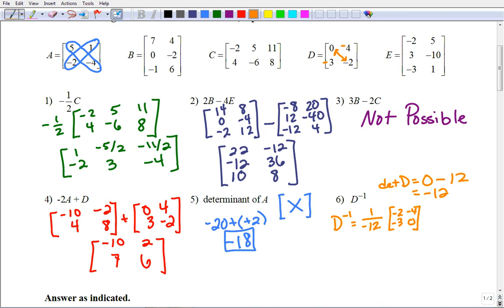Now we just need to distribute this scalar here, get a scalar product. So -1/12 times -2 is 1/6. -1/12 times -3 is 1/4. Just multiplying and reducing those fractions in the same step. -1/12 times -4 is 1/3. And then, of course, -1/12 times 0 is 0. And that is your inverse matrix.